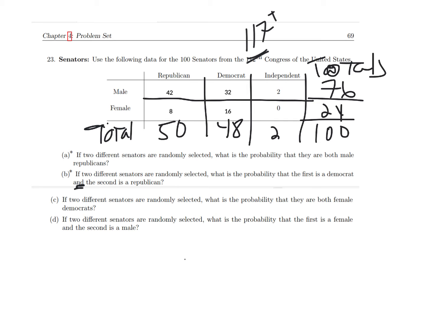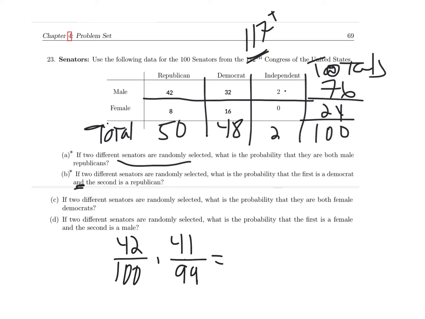So for this one, what's the probability? The other thing I have to worry about is that I'm sampling without replacement, because I don't want to sample Bernie Sanders and then put Bernie back in the pool and draw him again. I'm trying to get a variety of people, not the same. So some things are going to go down. For part A, what's the probability that both are male Republicans? There are 42 male Republicans out of 100 senators total. I pick a male Republican out, so there's only 41 left, and only 99 senators left. So I can just multiply those and get the answer.